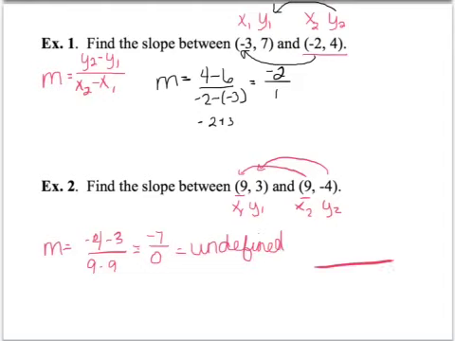Now, if you think about this graphically, you're at 9, 3, which is over here, and 9, -4 is down there. This is a vertical line, and all vertical lines have undefined slopes. I want you to do example 3. Find the slope between the points 2, 2 and -2, -2.